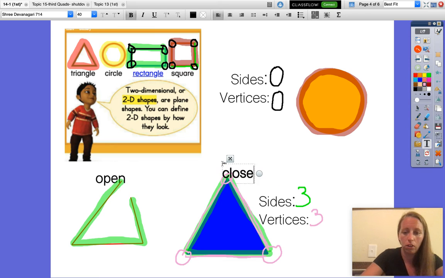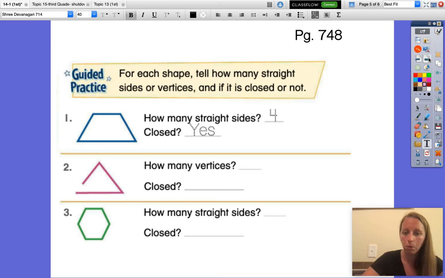So this shape is also closed. And this shape is also closed because all of their sides are touching. There's nowhere open. Okay? Let's take a look on the next page at some examples, and we'll count the number of straight sides and the vertices and decide if the shapes are open or closed.